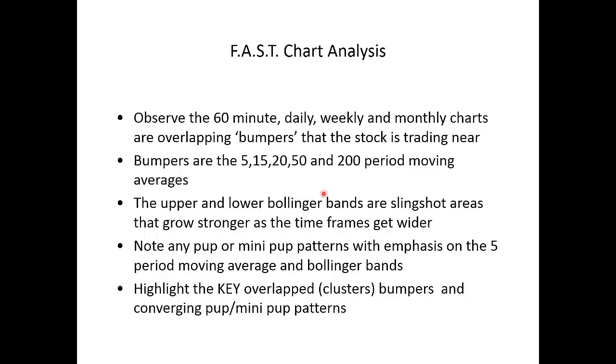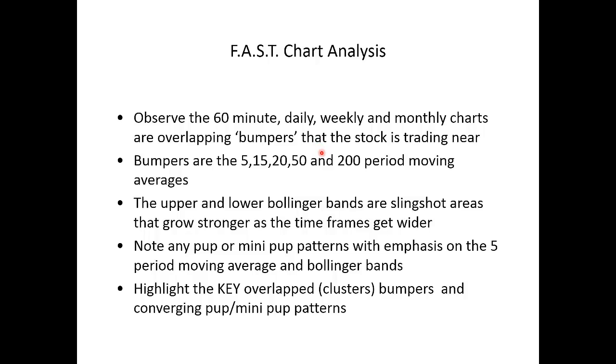All right, so the fast chart analysis, once again, let's just review. You want to observe the 60 minute, daily, weekly, monthly. Look for any overlapping bumpers. Bumpers are what? 5 and 15 period simple moving averages, the 20 period moving average, which is part of the Bollinger Bands, upper and lower Bollinger Bands, and 50 and 200 period moving averages.